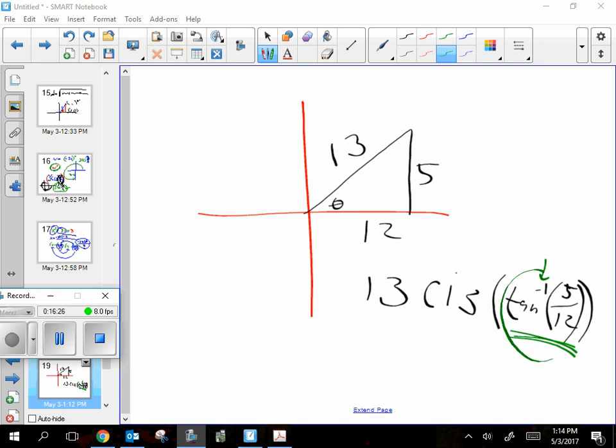This is the angle. Okay, that's all the review I have for you for today. Again, I strongly recommend you use the key that I posted to check your quiz. And that's all I have for you for tonight.